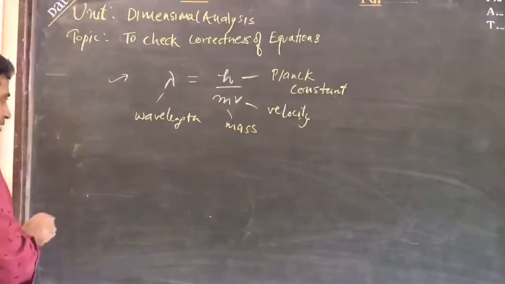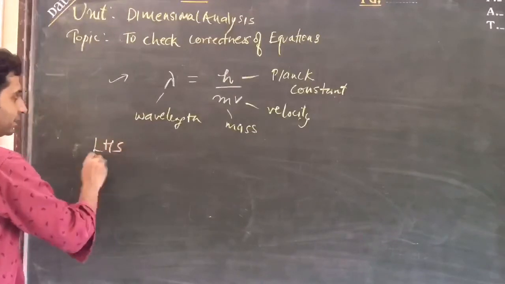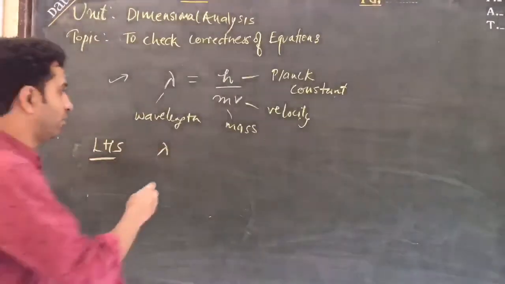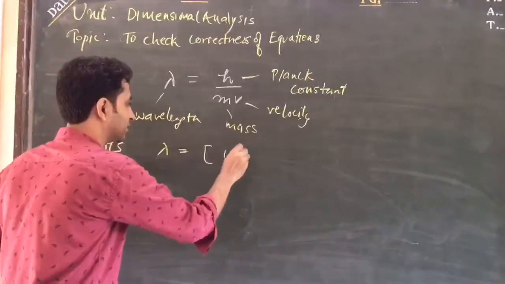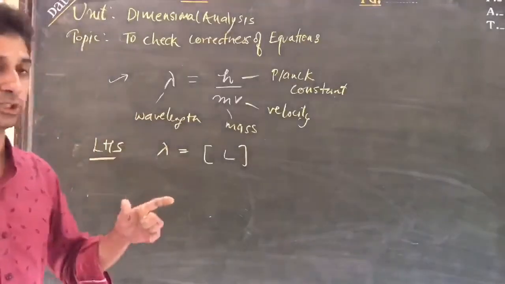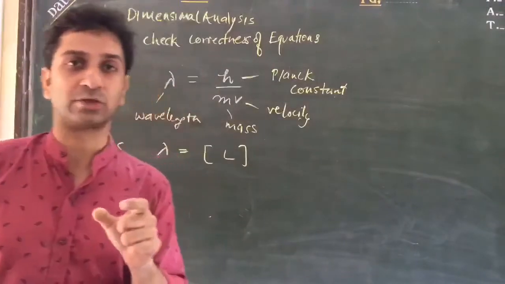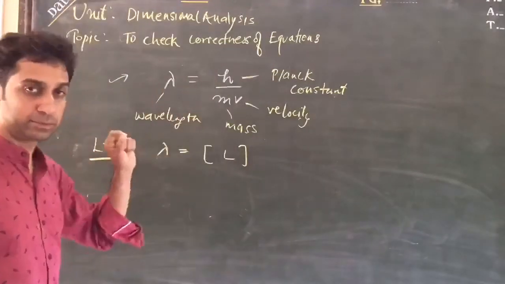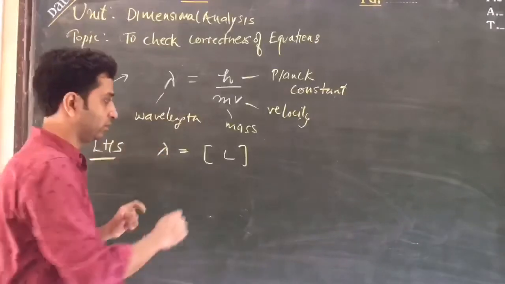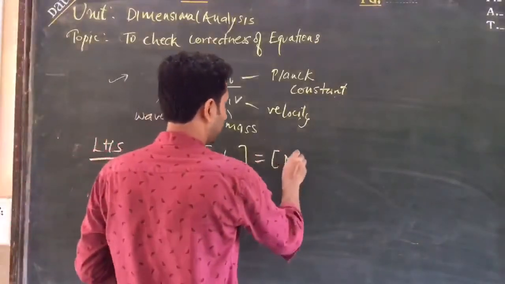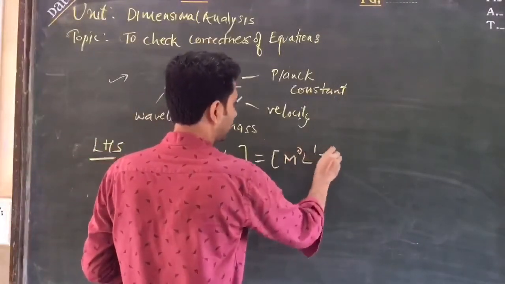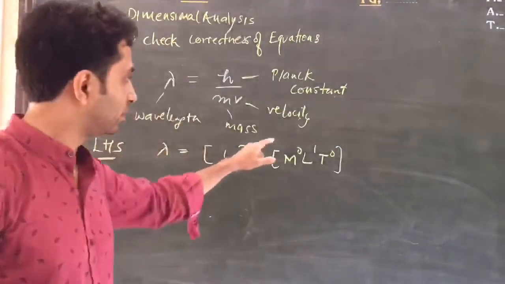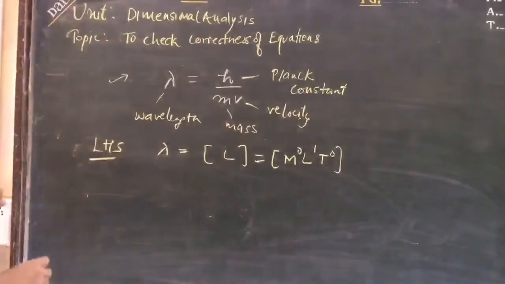Again, go with the left hand side. The left hand side is lambda. Lambda is a wavelength, which is just a distance, because as per definition it is the distance between two crests or troughs. So it only dimensionally represents L. You can also write it as M0 L1 T0, because there is no dimension of M and no dimension of T.